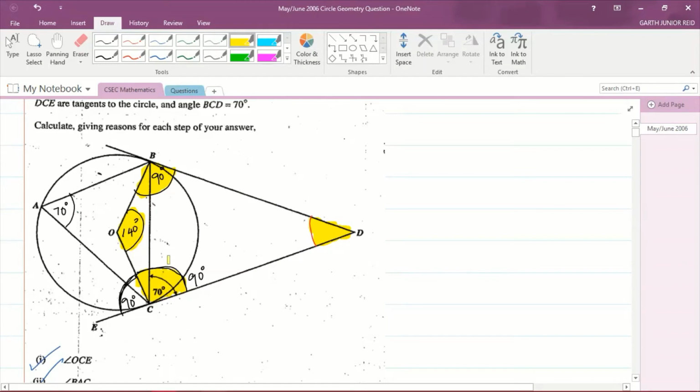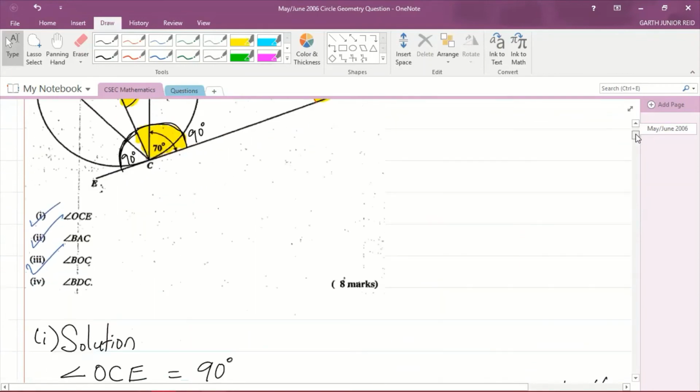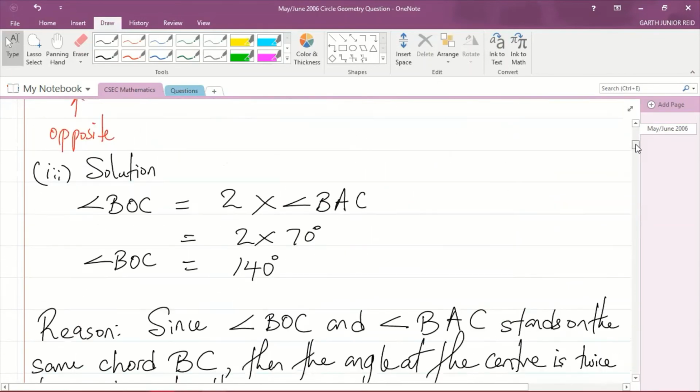So it means that I'm going to add the angle BOC, which is the 140 degrees. I'm going to add the angle OCD, which is the 90 degrees here, okay? I'm going to add the angle OBD, which is the other 90 degrees. And I'm also going to add the angle BDC, which is the angle we don't know, okay? All of that should be equal to 360 degrees, okay? So let us do our solution here.